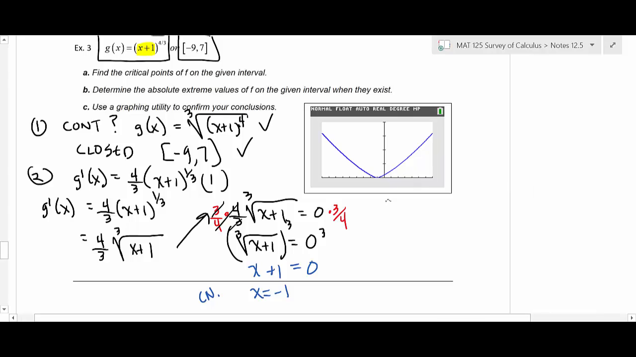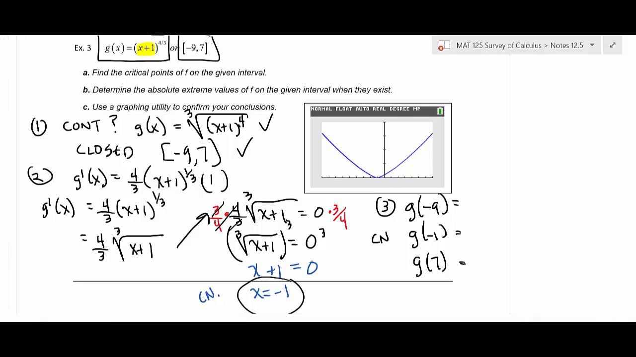Okay, so the third thing you do is look at this. We only have one critical number, so you want to go back and do g of -9. That's an endpoint. You want to do g of -1. See, that's the critical number. And then you want to do g of 7. Okay, we know that the max and min is either going to occur at a critical number or an endpoint. That's what we know. So when you evaluate these, go back to the function.